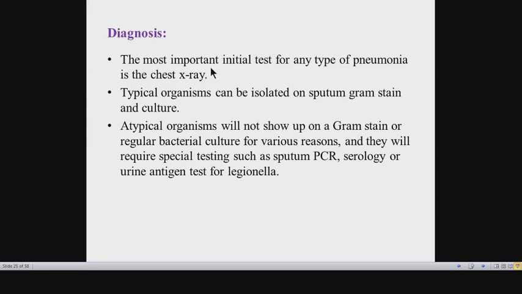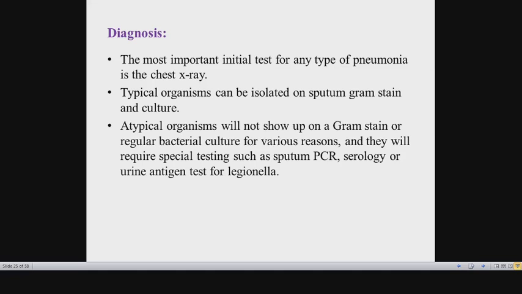Then along with that also, you can detect complications of pneumonia, as we said, like empyema or effusion or lung abscess. So chest X-ray is the best initial test in the diagnosis of pneumonia. But chest CT is more sensitive than chest X-ray. Chest CT can give you even more information.